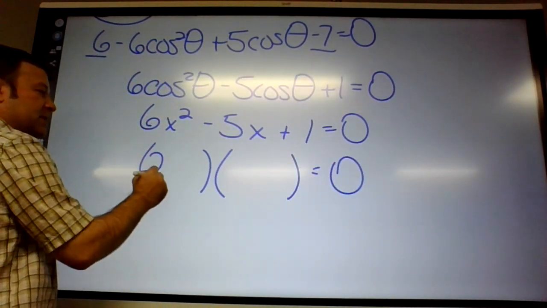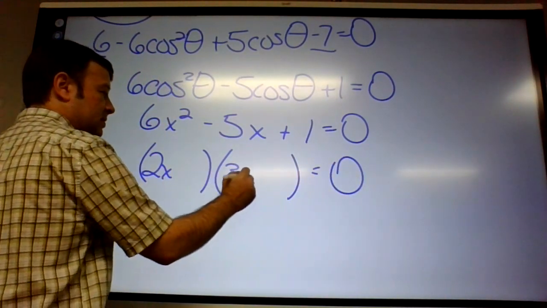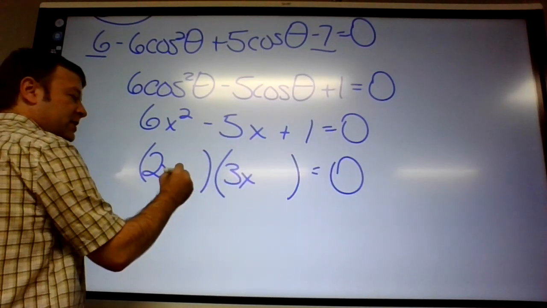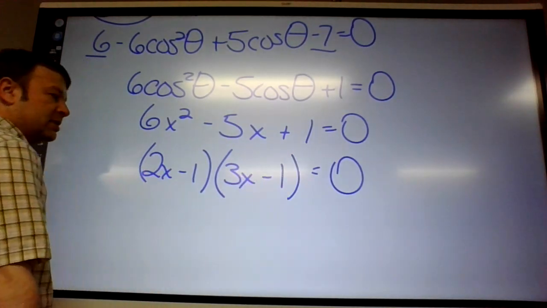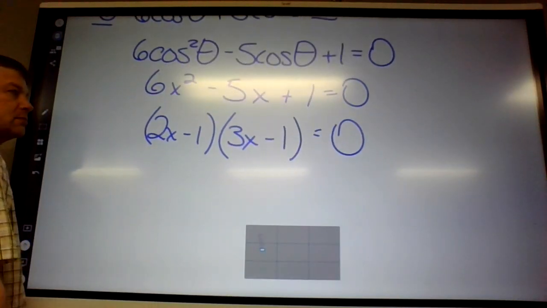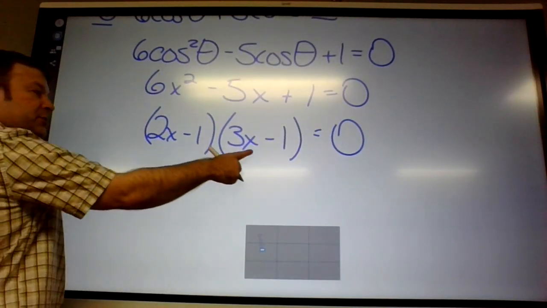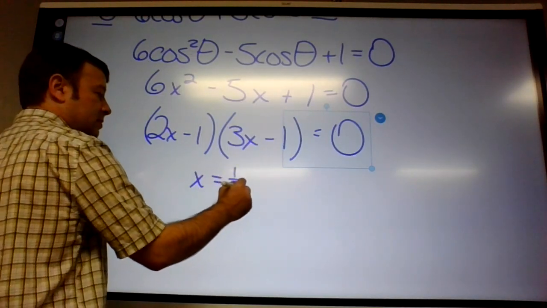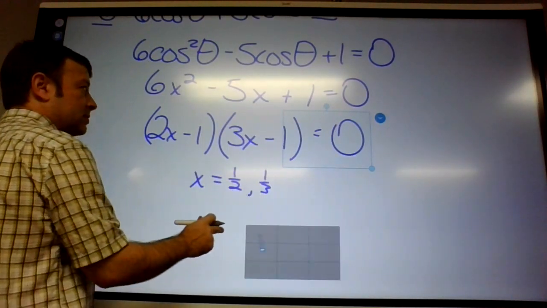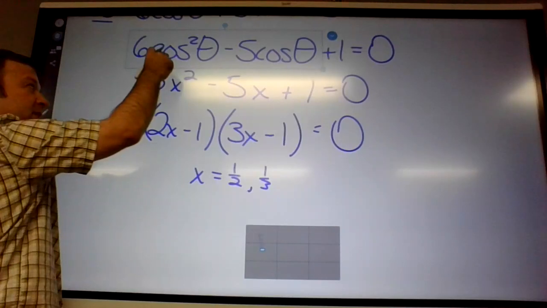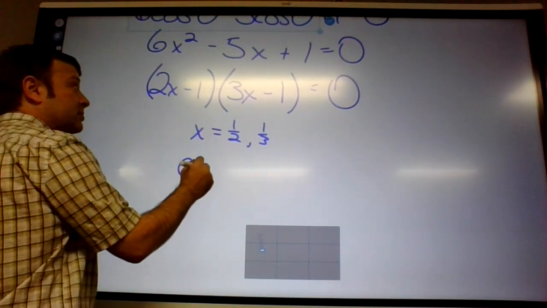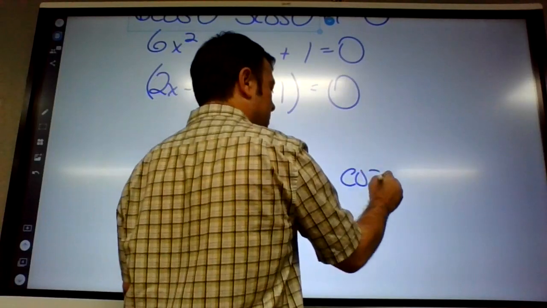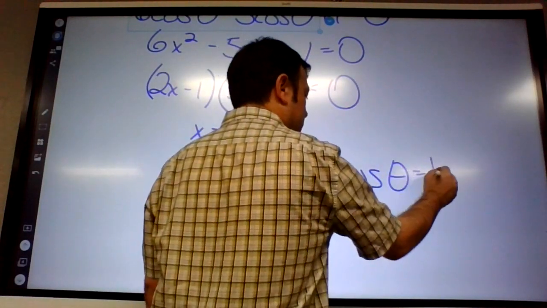What goes into 6x squared? What goes into 1? 1 and 1, but it needs to add up to -5, so I need to use -1 and -1. What x values make these factors equal 0? 1/2 or 1/3. Which means, remember, x is actually cosine. So cosine equals 1/2, and cosine equals 1/3.